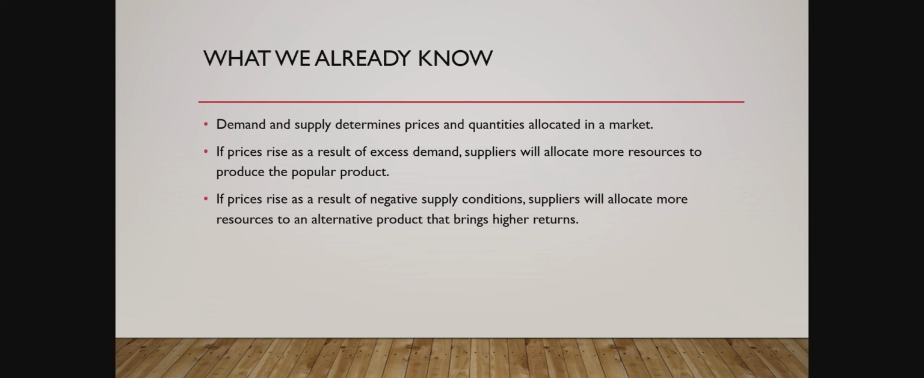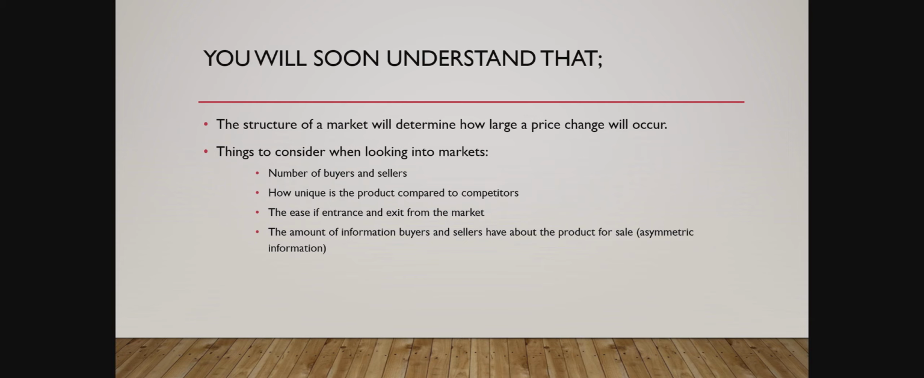If prices rise as a result of negative supply conditions, suppliers will allocate more resources to alternative products that bring a higher return. You'll soon understand that the structure of a market will determine how large a price change will occur. Things to consider when looking into markets: the number of buyers, how unique the product is compared to its competitors, the ease of entrance and exit of the market, and the amount of information buyers and sellers have about the product.